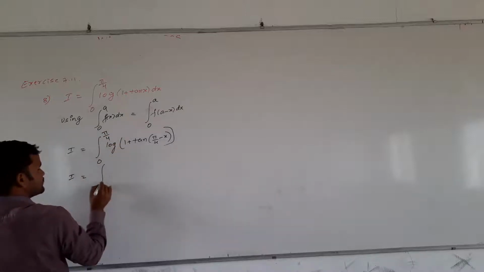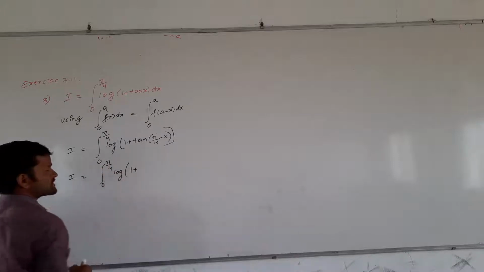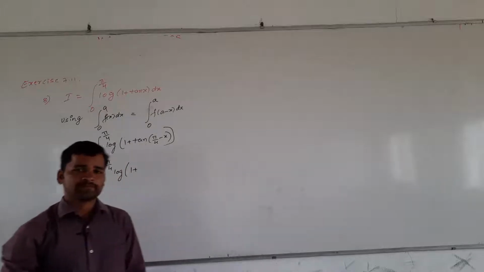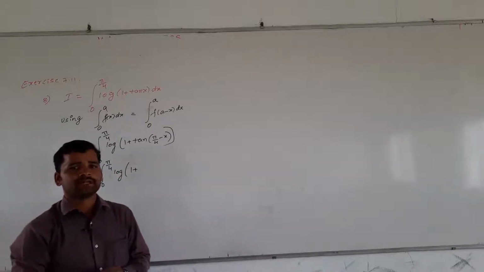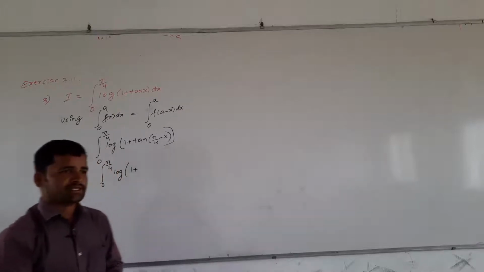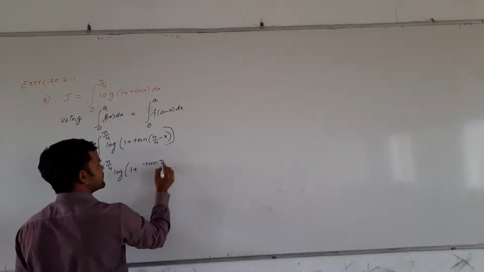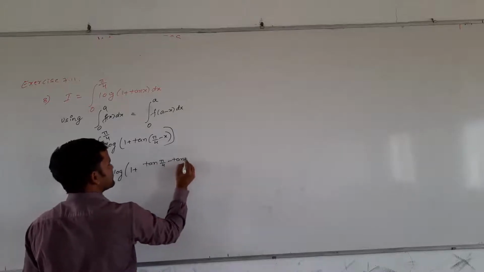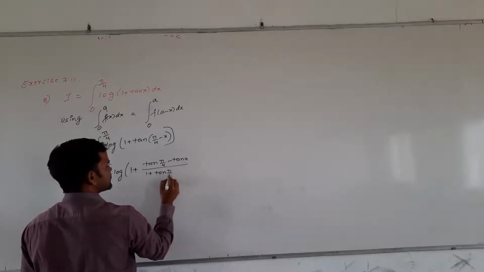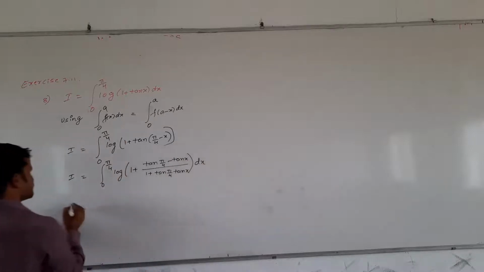I is equal to integrating from 0 to pi by 4 log of 1 plus, you see it is in the form of tan of a minus b. What is the formula for tan of a minus b? Tan a minus tan b divided by 1 plus tan a into tan b. That property I am using here. This becomes tan pi by 4 minus tan x divided by 1 plus tan pi by 4 into tan x, integrating with respect to x.